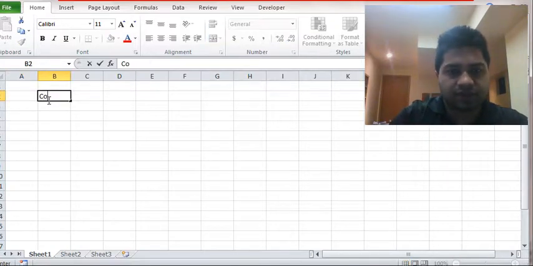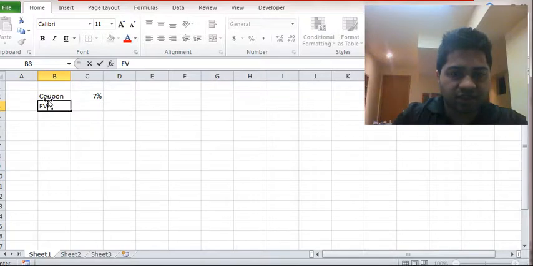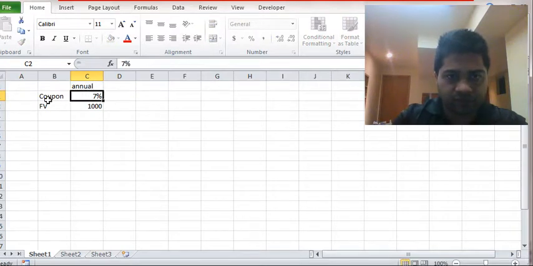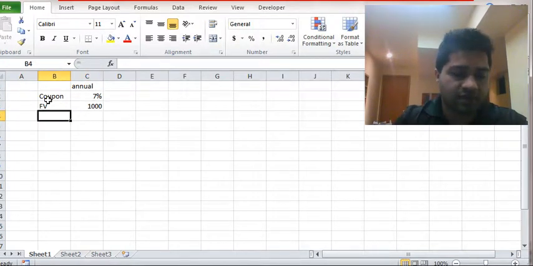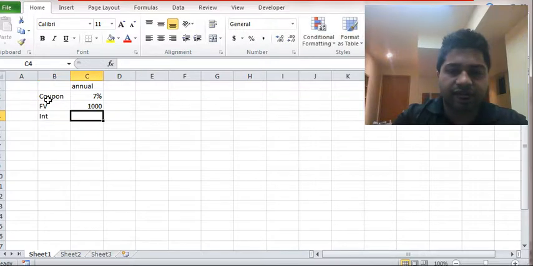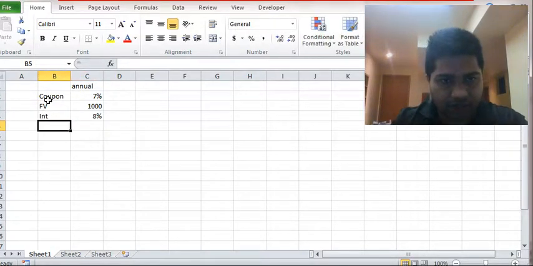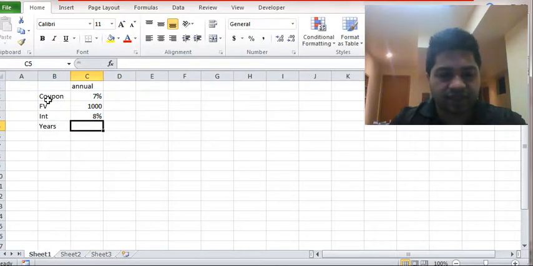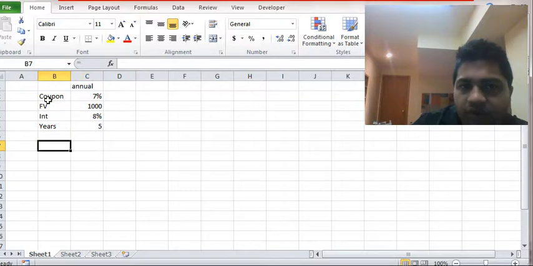Example, it's a bond that is paying you 7% coupon. The face value is 1000. It's an annual bond for simplicity. The interest rate in the market right now is 8%. And it is a 5-year bond, so years to maturity is 5. Now how do you calculate the price of this bond?